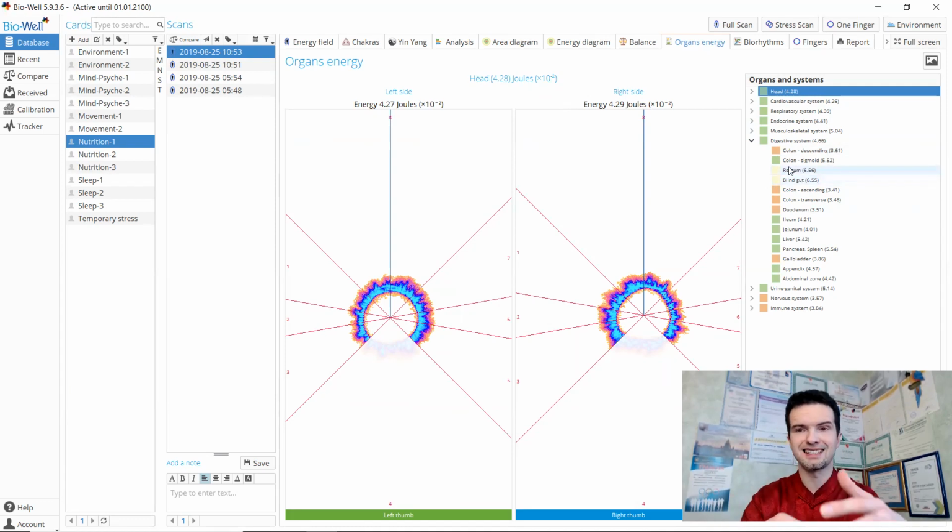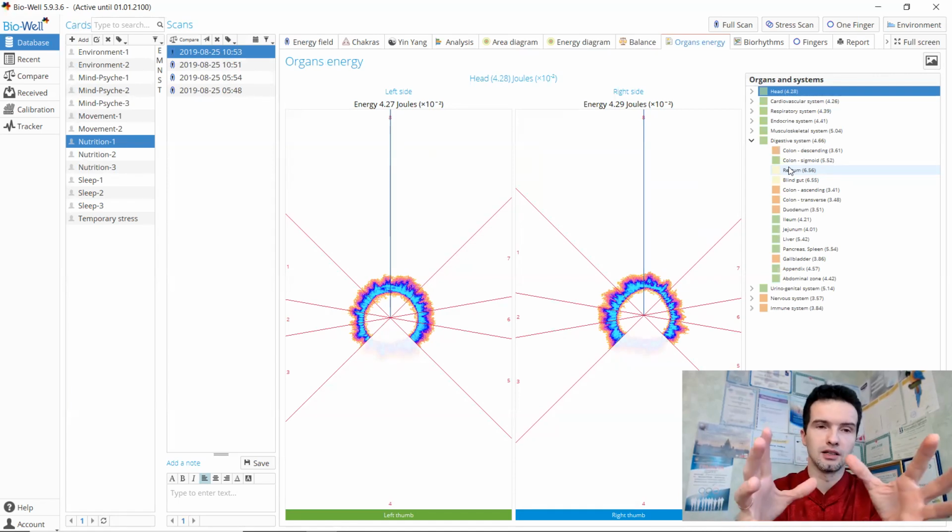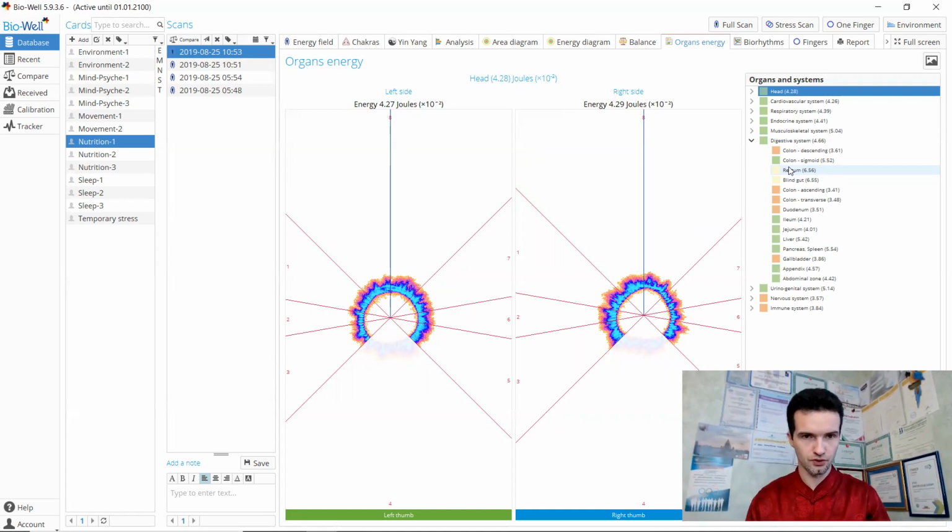So it means that we need to give some recommendations to this person on nutrition. If we are not specialists in nutrition, it's okay. It means that you will just forward this person to a nutritionist. That's it. This is the essence of the biowell, to find out the problematic sphere and then concentrate the person on it.